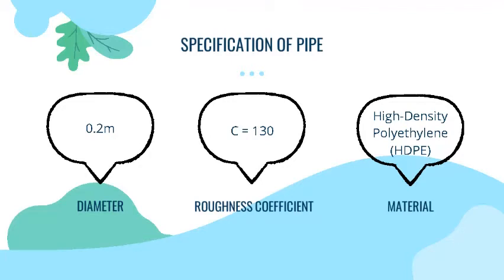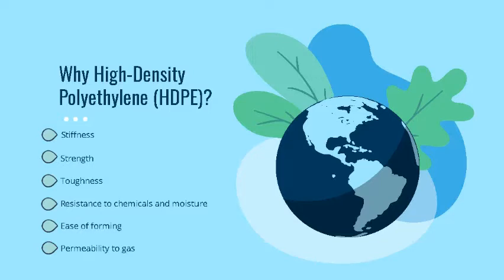The specification of pipe. The diameter that I choose is 0.2 meters. Roughness coefficient is 130. The material of pipe is high density polyethylene, also known as HDPE. Why do I choose high density polyethylene? It is because of the stiffness, strength, toughness, resistance to chemicals and moisture, ease of forming, and permeability to gas.